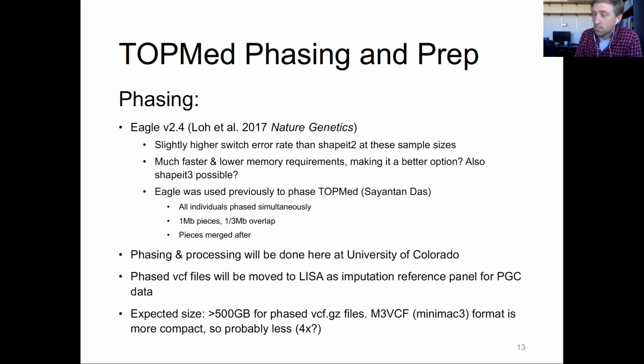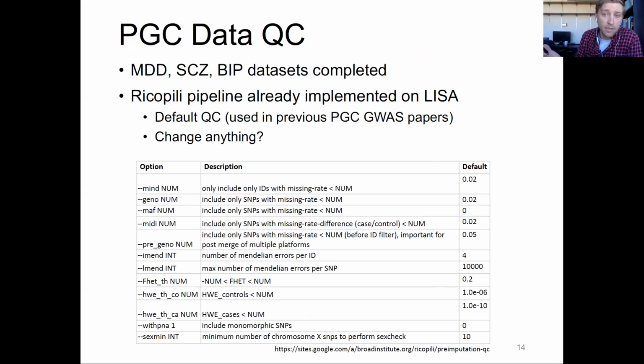Yeah, and then we'll move that to Lisa, and then on the GWAS data side, it's what kinds of QC to do. We've already done some of these steps on the PGC data side, just applying the standard default Ricopili parameters. So for instance, slide 14 now, we've QC'd the depression, schizophrenia, and bipolar data sets using the default parameters for all of these things, which I believe is what was used in the published GWAS papers.